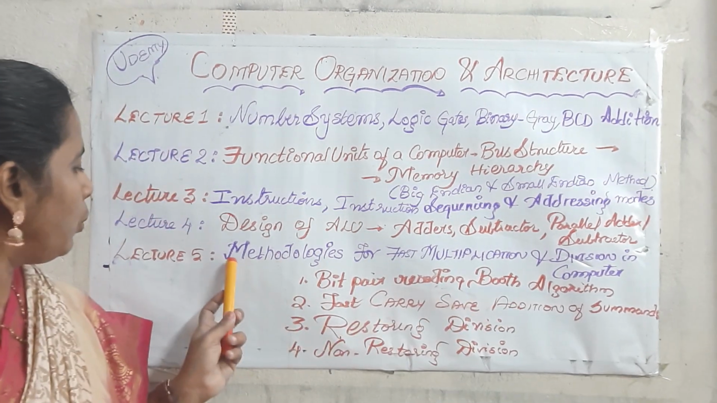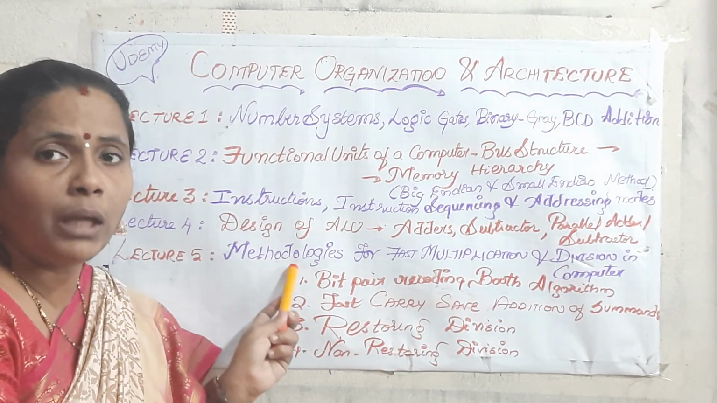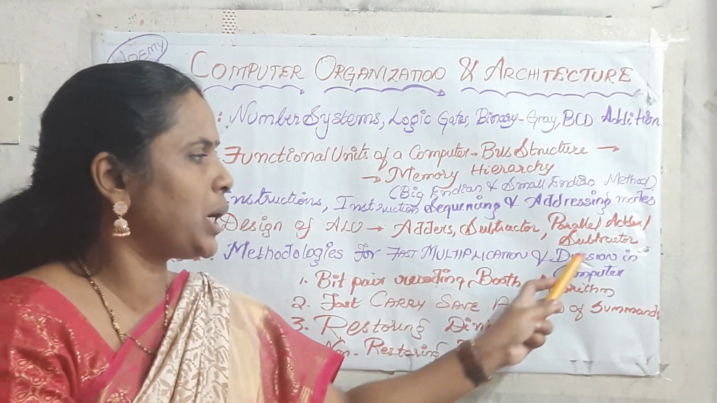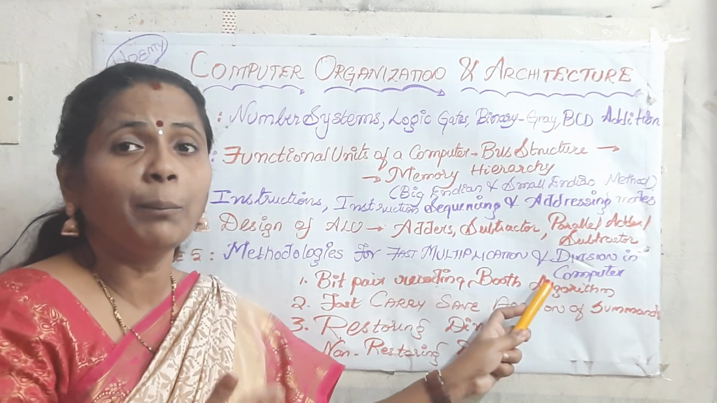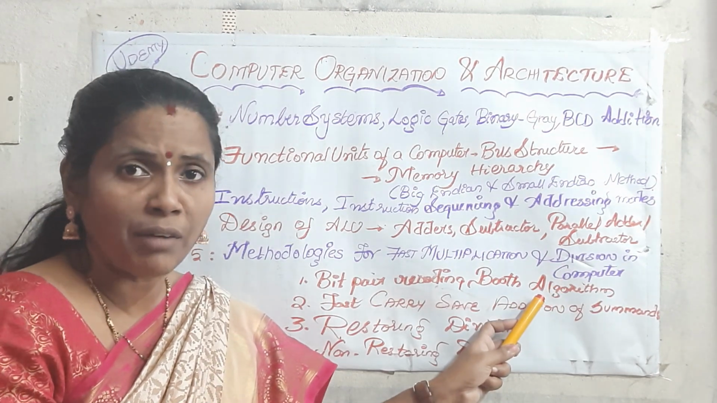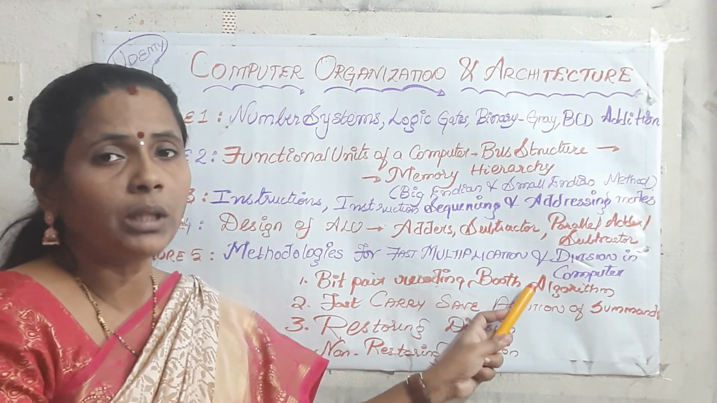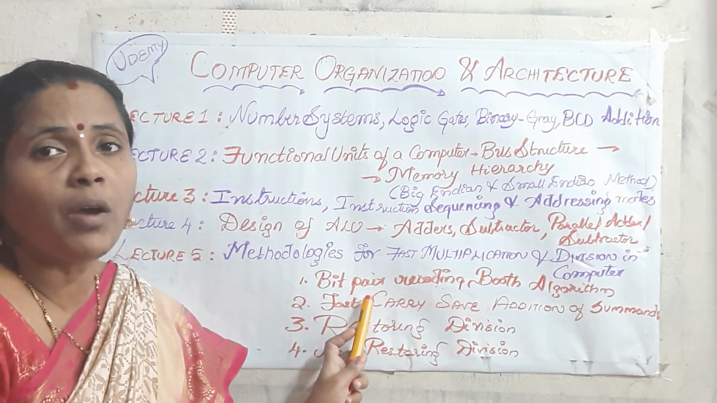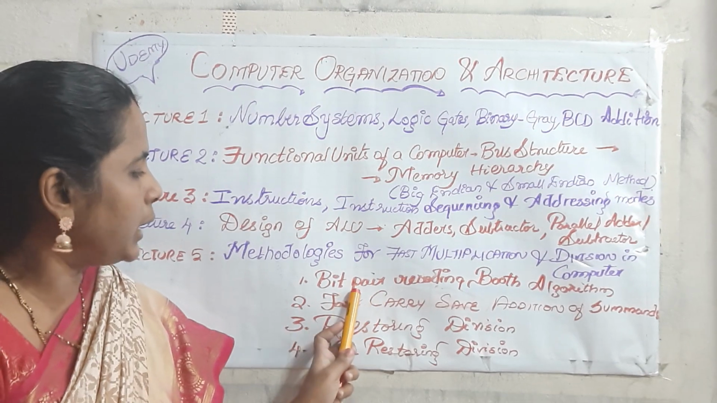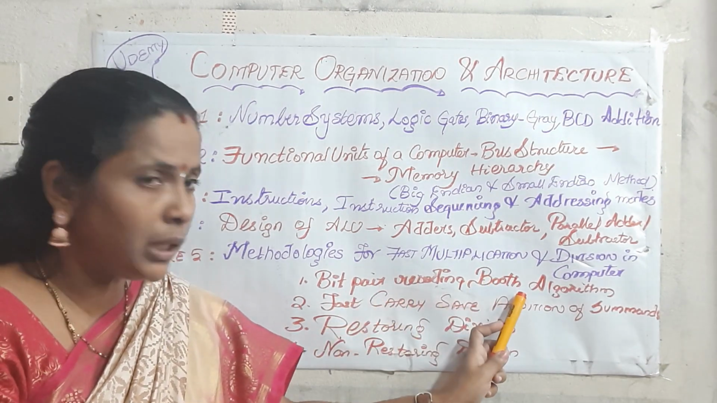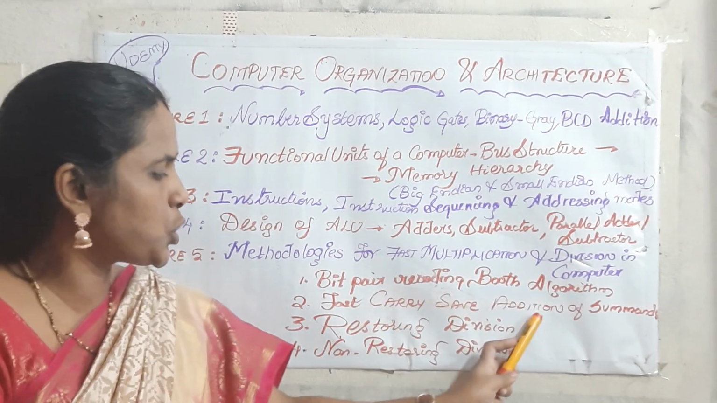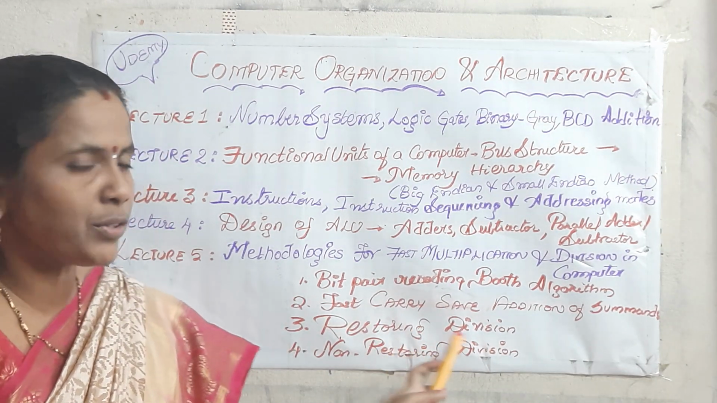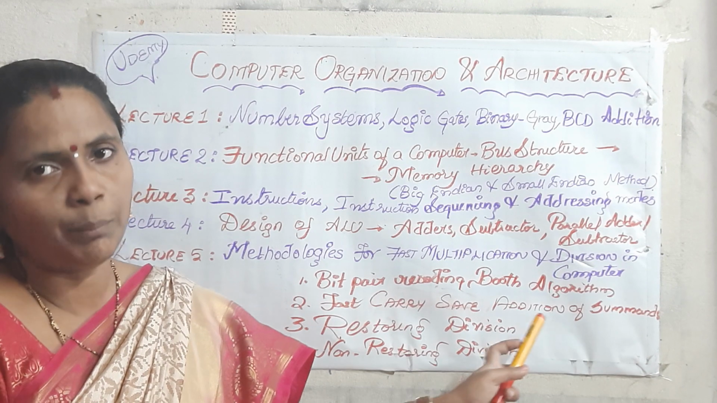Now moving on to your unit 5, where we will be understanding the methodologies used for fast multiplication and division in a computer, because the computer performs at a very fast and higher speed with higher accuracy. So for this, inside the computer, what are the different processes that are taking place? It can be either a bit pair recoded Booth algorithm, or the carry save addition of summands, or we have to go in for a restoring division or a non-restoring division depending upon its applications.